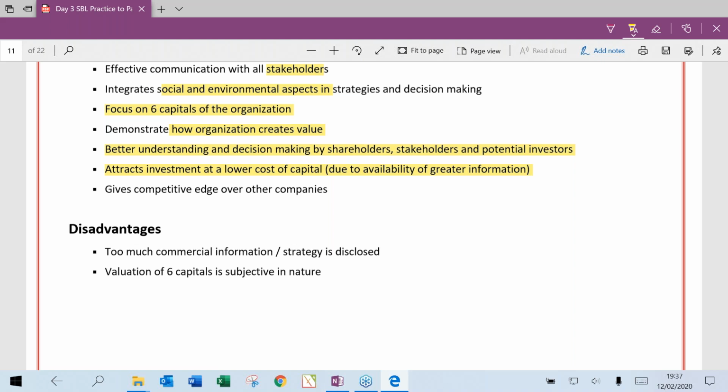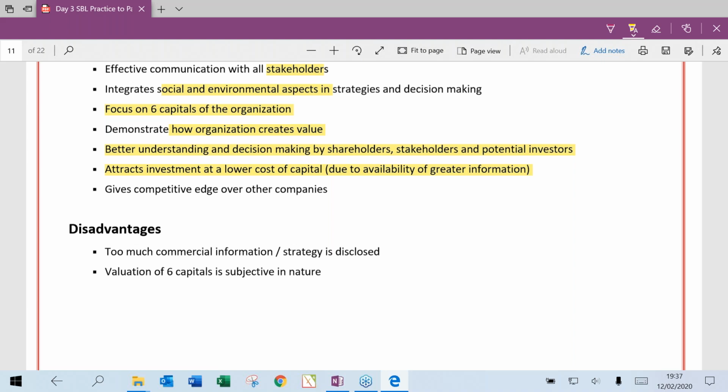Because of this reason, integrated reporting is more used by social organizations, non-profit organizations, not-for-profit organizations, government entities, government departments, all these kinds of things who do not compete or do not exist for commercial purposes. They adopt integrated reporting. You would be surprised that ACCA has adopted integrated reporting for the last several years.